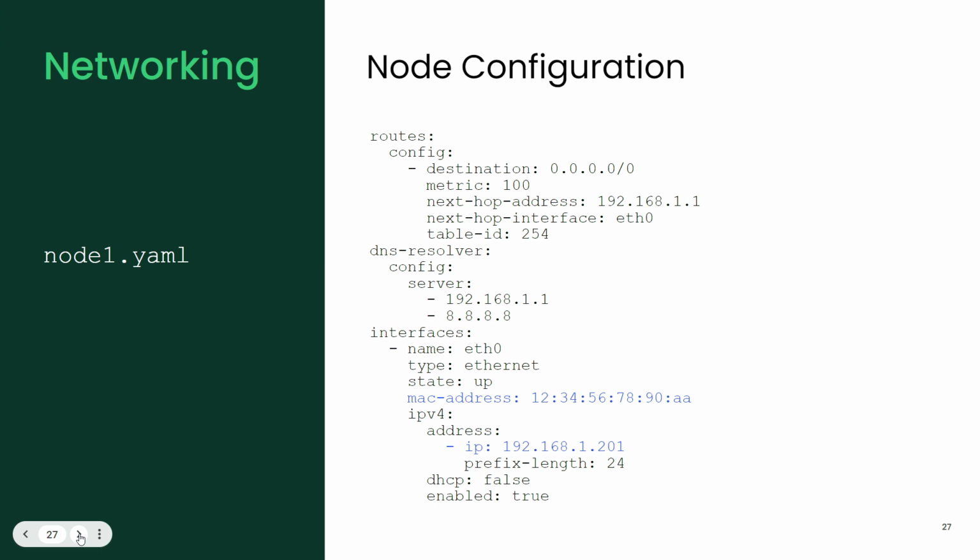IP address. So it was just simply on my network at home, so I had free reign of those. So node 1 is 201, node 2 is 202, and so forth.